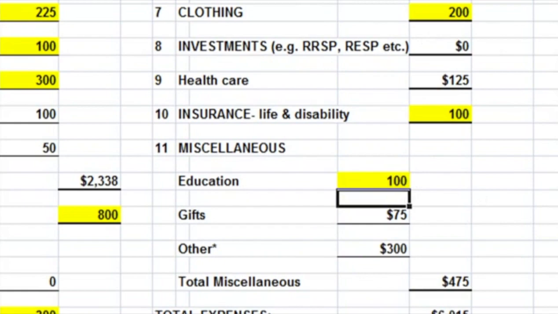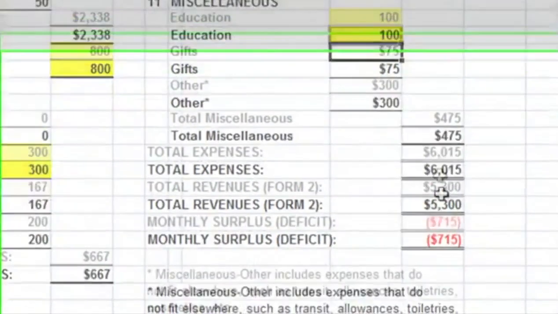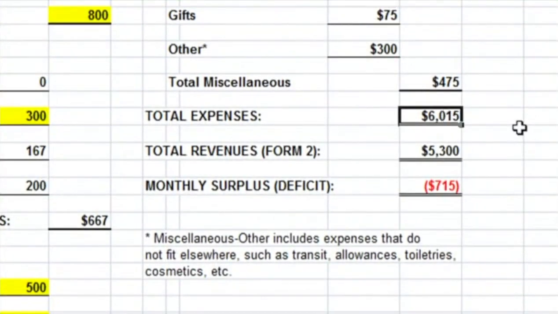So what you can see this form is, once you completed everything here, you can see their total expenses for a typical month is $6,015, while their total revenues, which comes from form number 2, is only $5,300. So if they did include all of their non-monthly expenses that we've included, they end up with a monthly deficit of $715 a month. And this is very typical of what we see with most individuals and couples. That is, they're spending a little more than they're making, typically using credit cards or personal lines of credit in order to finance it, and as a result they're accumulating debt and they're incurring a monthly deficit.